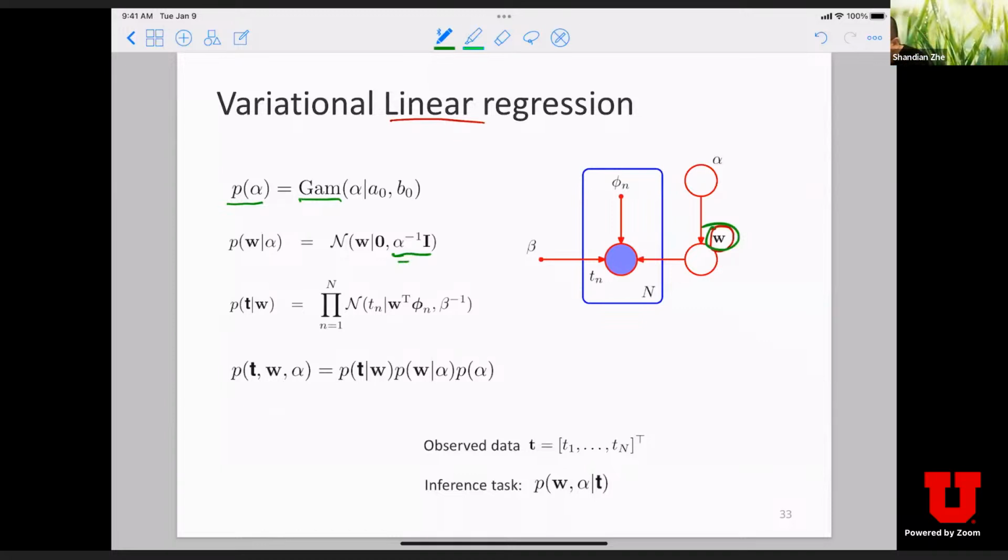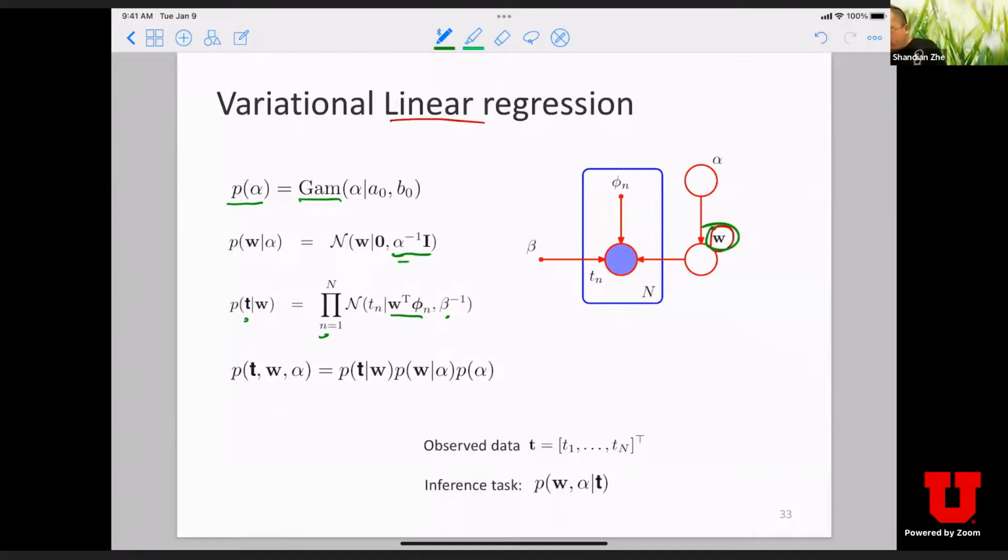Then given W, we use a Gaussian likelihood to model a set of n data points. That means each output t_n is assumed to be sampled from a Gaussian likelihood, where the mean is the inner product between the weight vector W and feature vector Phi, and the variance of the Gaussian likelihood is beta inverse. Here we assume beta is fixed and known. We're not trying to estimate the posterior of beta. But later we will see that even if you want to do that, it is feasible and straightforward to extend our discussion.